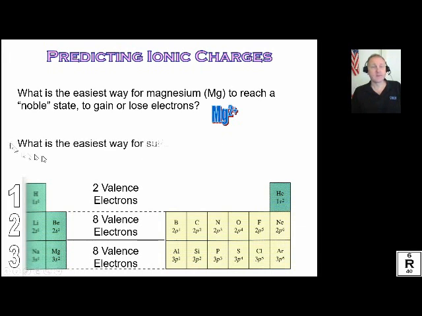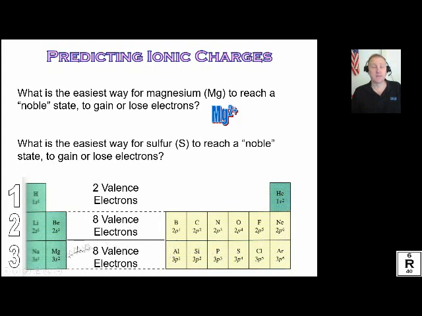Let's go in the other way. What's the easiest way for sulfur to reach a noble state? Would it be to gain or lose electrons? So here's sulfur right here. Would it be easier for sulfur to gain 2 electrons to become argon's configuration? Or would it be easier for sulfur to lose 1, 2, 3, 4, 5, 6 to get neon's configuration? Well, it's easier to gain 2. So therefore, if you're gaining 2 electrons, remember electrons are negative, then sulfur would become -2.